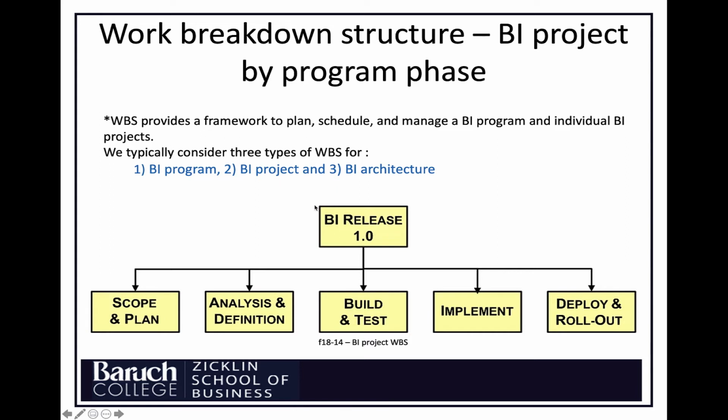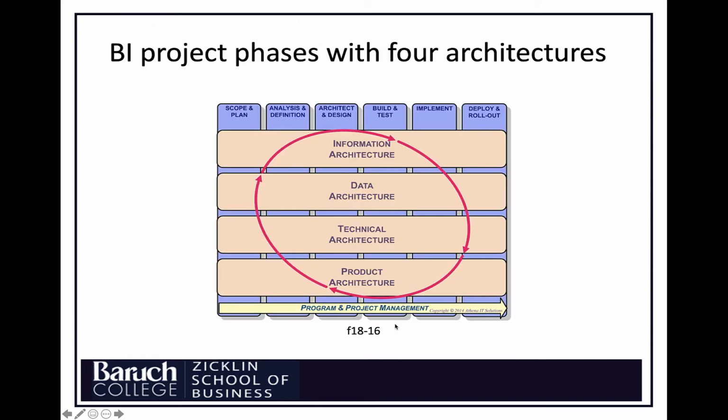And there are different WBS documents we can develop related to the program itself, related to the project, and related to the architecture. This is an example of the stages we might want to consider in developing a BI project WBS. So we think about the scope and plan, analysis, then building and testing, implementing, and then deploying and rollout. These are the common steps of developing a BI project. You can see them all over here again too. So these are BI project phases in general.